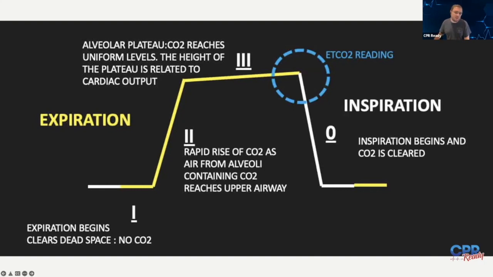As we approach phase 2, you see that quick upward stroke. That is representative of a mixture between the dead space air and air that's actually coming now from the alveoli, like we saw in the video, that has the extra CO2 mixed into it. So you're going to see, in most cases, you should see this rapid increase on the capnogram as all that CO2 starts to get sampled by your monitor.